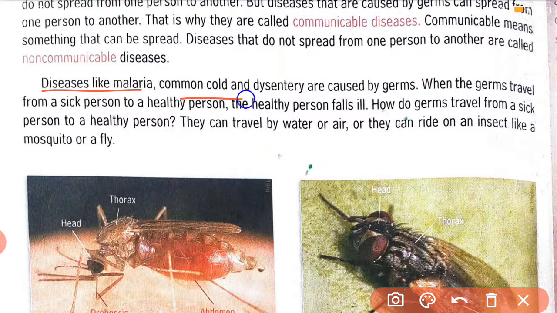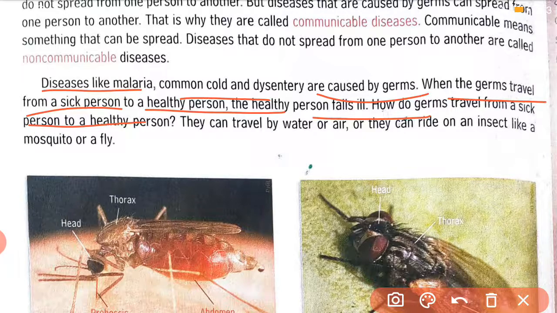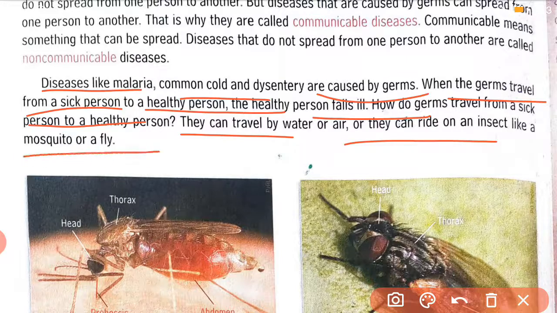Diseases like malaria, common cold, dysentery are caused by germs. When the germs travel from a sick person to a healthy person, the healthy person falls ill. How do germs travel from a sick person to a healthy person? They can travel by water, air, or they can ride on an insect like a mosquito or a fly.